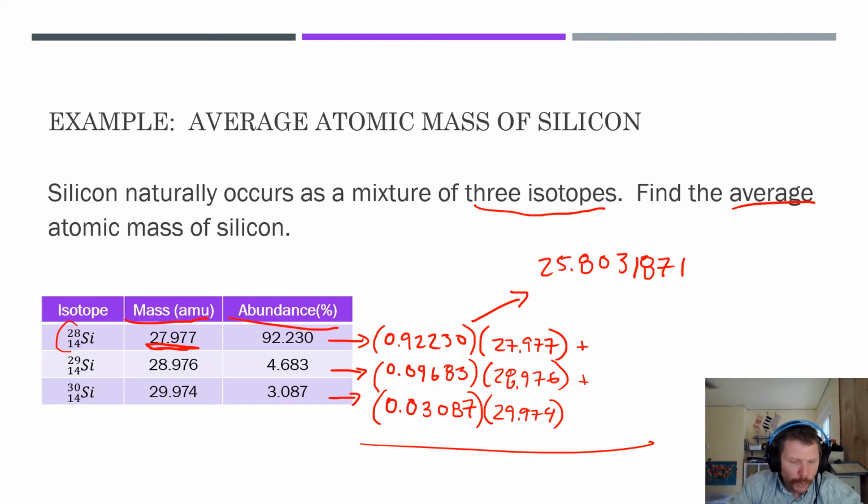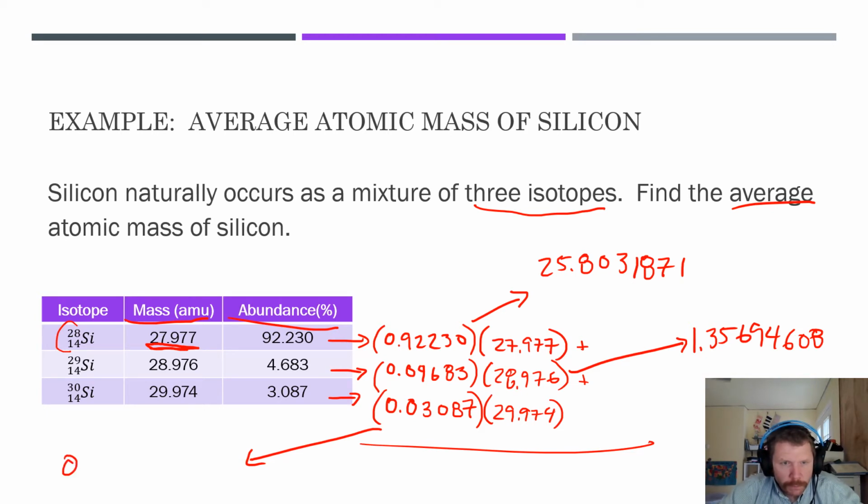Okay, so 0.04683 times 28.976. That's going to be 1.3569468. And then finally, this last number is going to be 0.03087 times 29.974, which equals 0.9252973. Okay, so I have these numbers, they're kind of all over the place, but I'm going to add them up now.